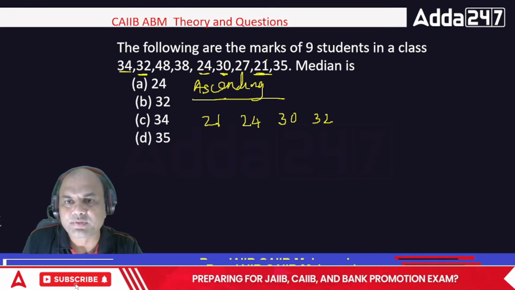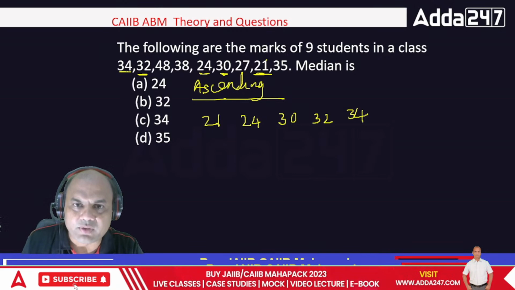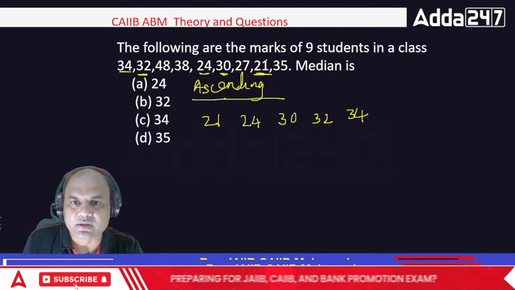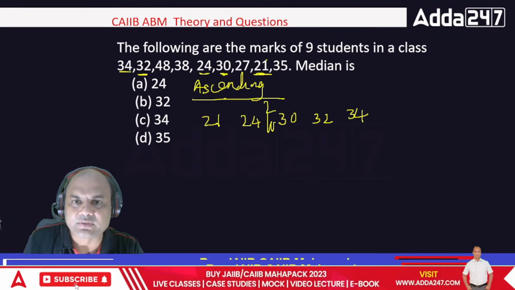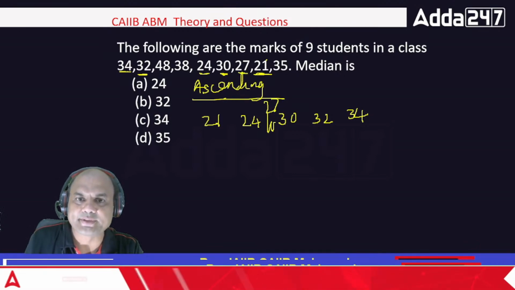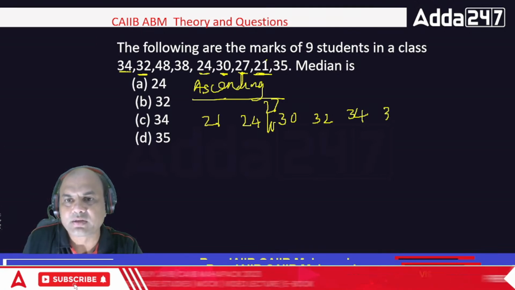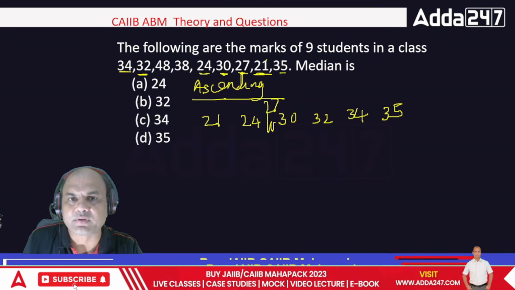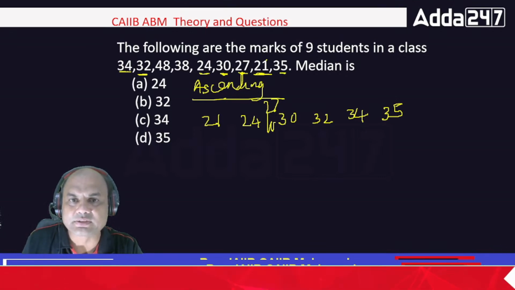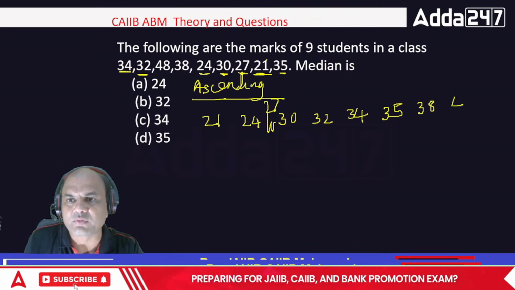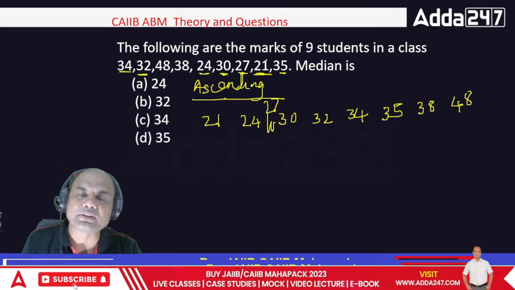After 34, 27 is remaining over. Let me mark this 27 over here. Okay, 27 done. So now 34 is done. After 34, what? 35. After 35, 38. After 38, 48. Okay. Now find out the central number.